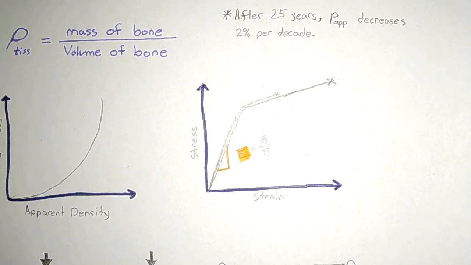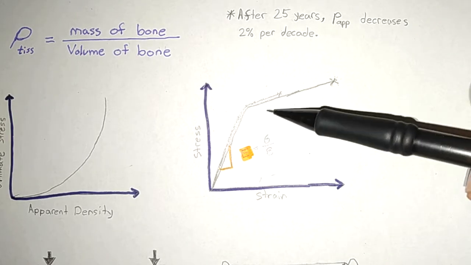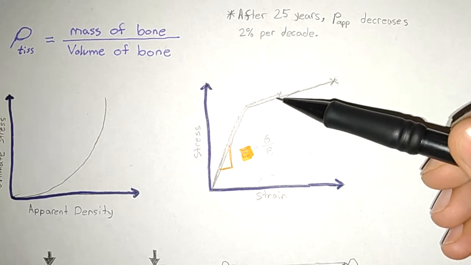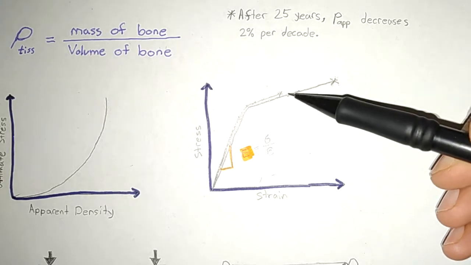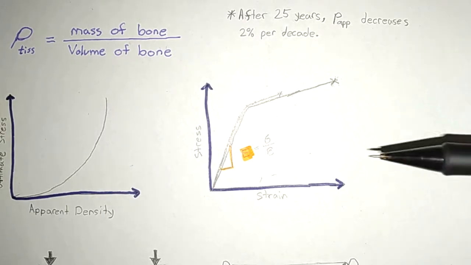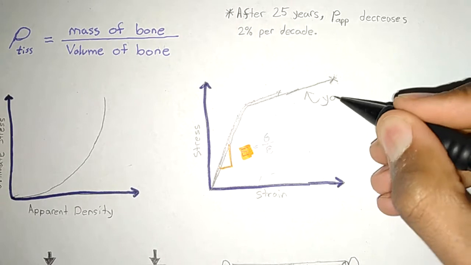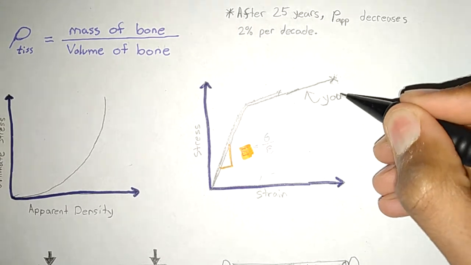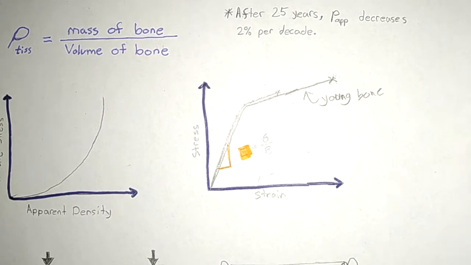And we can see that even though the properties at a lesser strain will be very similar in an old and young bone, after a certain amount of strain, the old bone will fracture, whereas a young bone is able to withstand much more than an old bone. So we can see here, this is young bone.